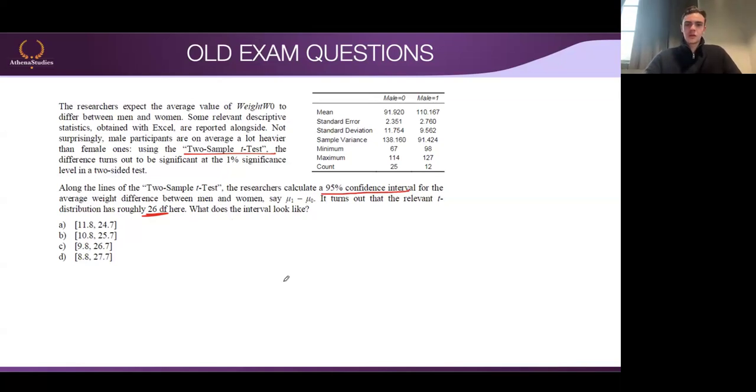So let's get it done. First of all, what is the formula for a confidence interval? It's the following one, right? We said we're using a two-sample t-test. I showed you at the beginning: point estimate plus or minus t-score multiplied by the standard error.